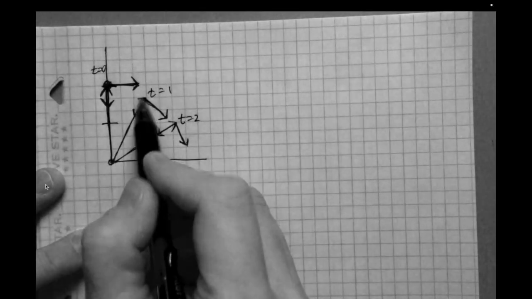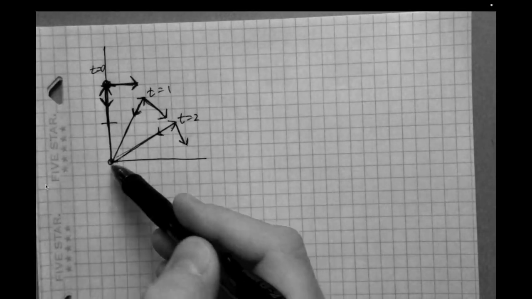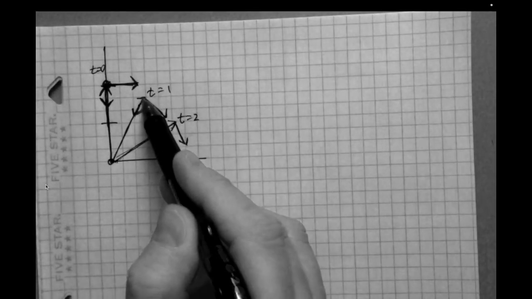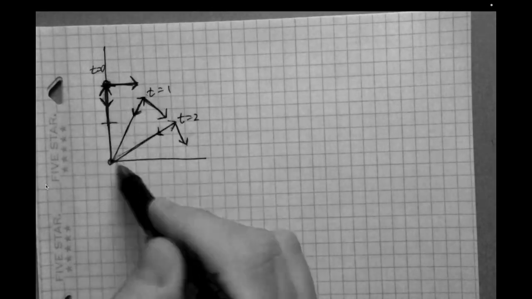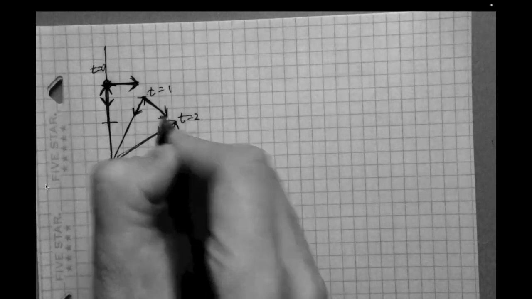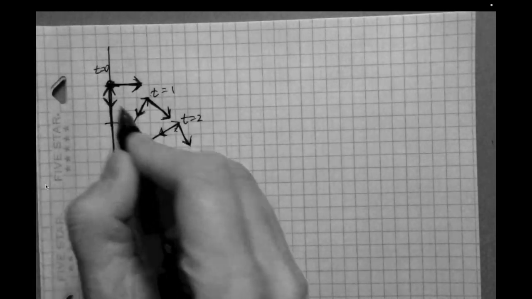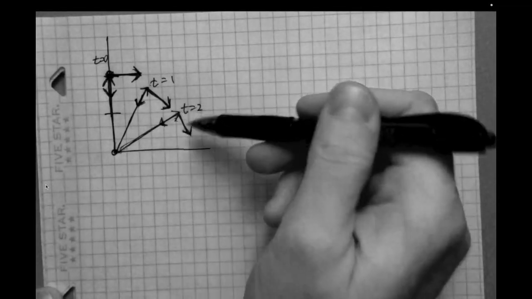So your position is always the vector extending from the center of the circle to the perimeter. That's your position. Velocity is always perpendicular to the position, and acceleration in this case is parallel to the position, but obviously pointing towards the center of the circle. So the acceleration is always towards the center of the circle.